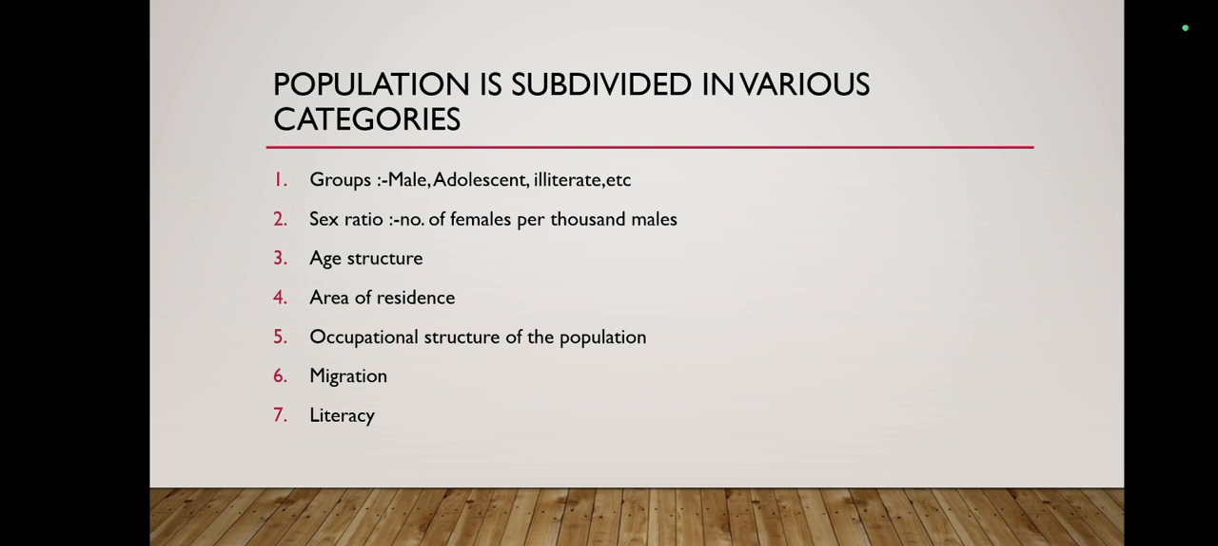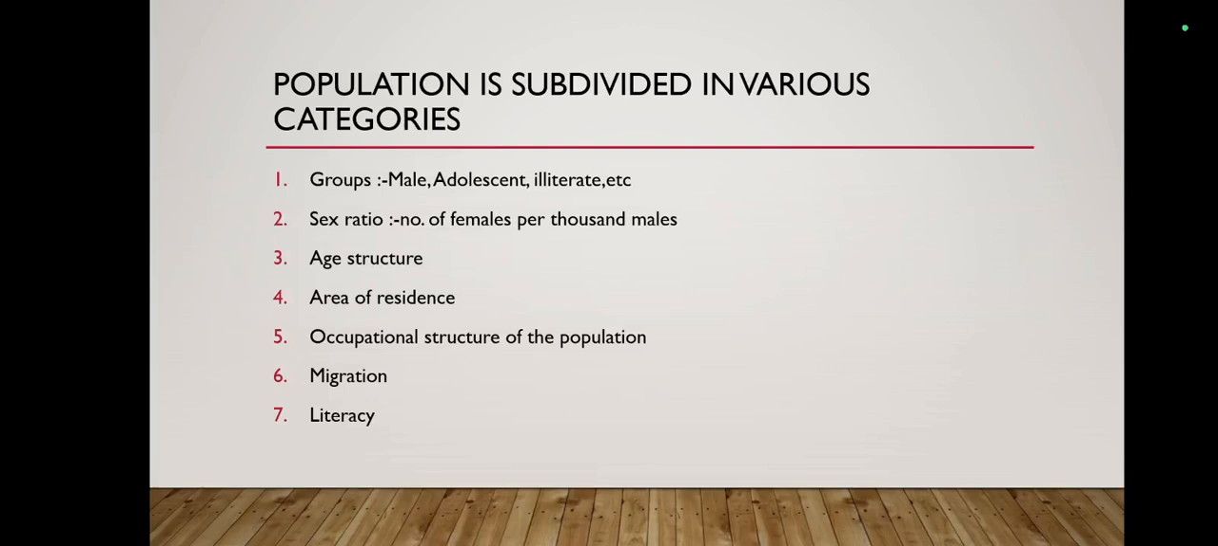Population is subdivided in various categories. There are various groups which divide population, such as male, adolescent, illiterate, children, unemployed, infants, literate, rural, working population, urban, female, old, young, dependent population, adult, etc. Sex, age, rural, urban, literacy, productive population. Population can be subdivided as per groups given above. These subgroups and their relationship with one another can be studied in the structure of population.